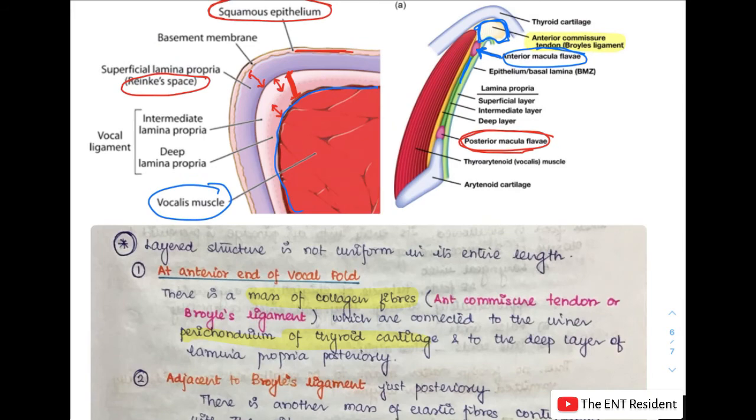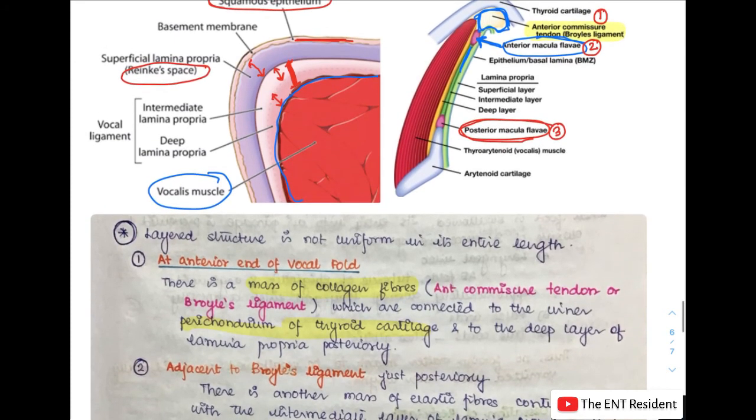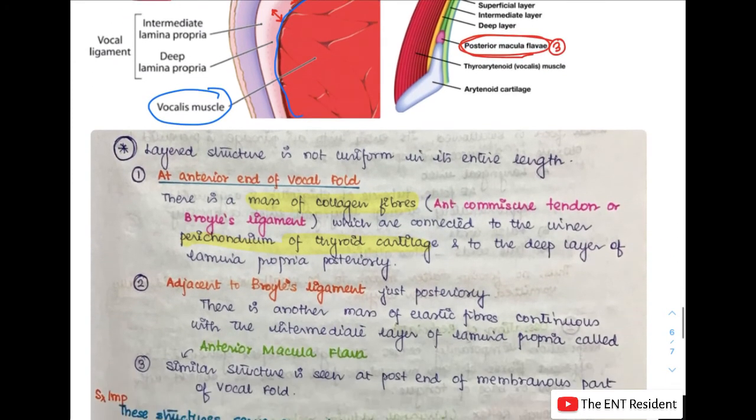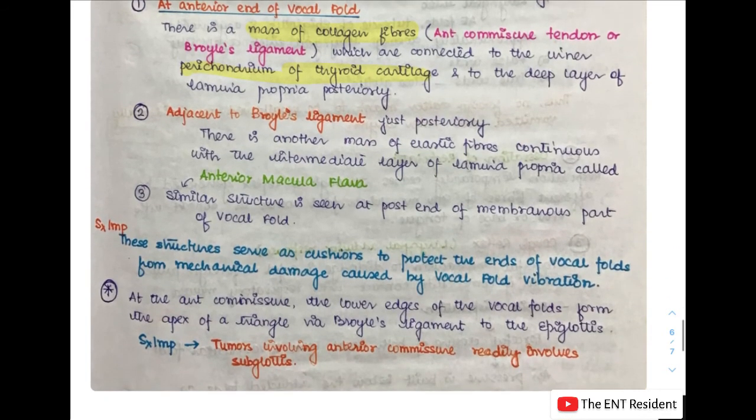So, first is this anterior commissure tendon or the Broyles ligament, second is the anterior macula flava, and third is the posterior macula flava. These are the three regions where the vocal fold is not uniform in its length, and it is thicker in these regions. It is a condensation of either collagen fibrils or elastic fibers. Now, why is this important? Because all these three structures serve as cushions to protect the ends of the vocal folds from mechanical damage caused by the vocal fold vibration.